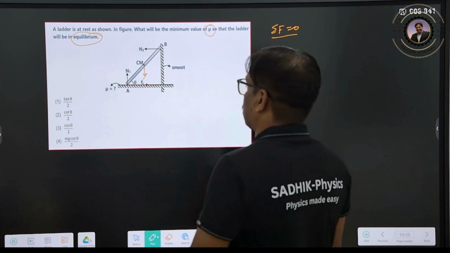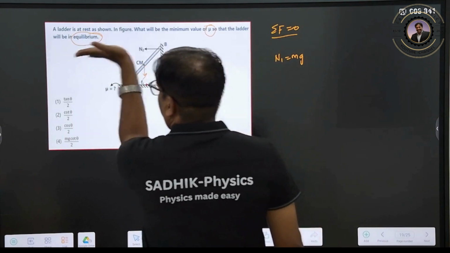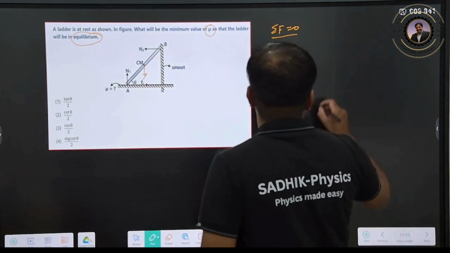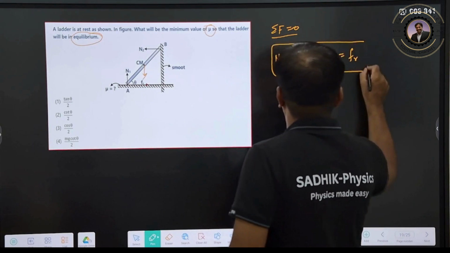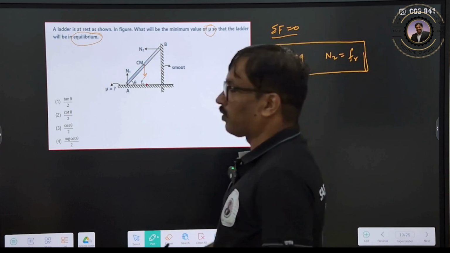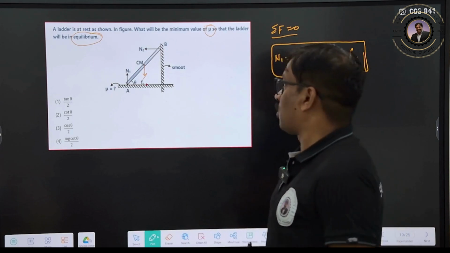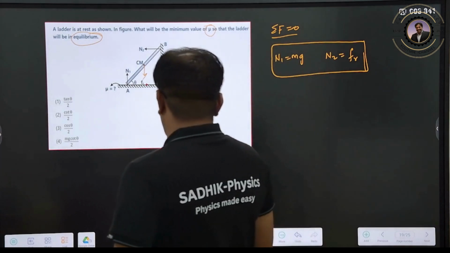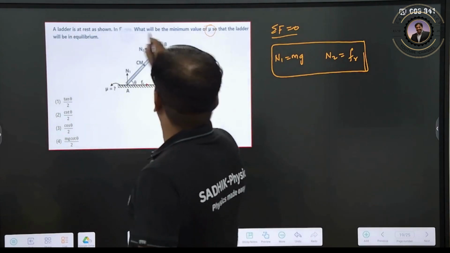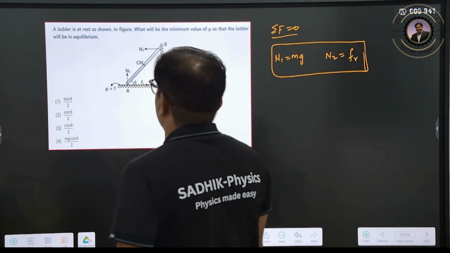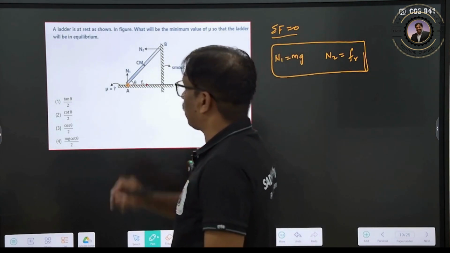And what are the horizontal forces? This side force is the frictional force, and this side force is n2. Therefore n2 should be equal to the frictional force, clear? So first we got the balancing of the forces. Now we have to balance the torques. Under equilibrium, the total torque should also be equal to 0. Now we will calculate the torque at point A.